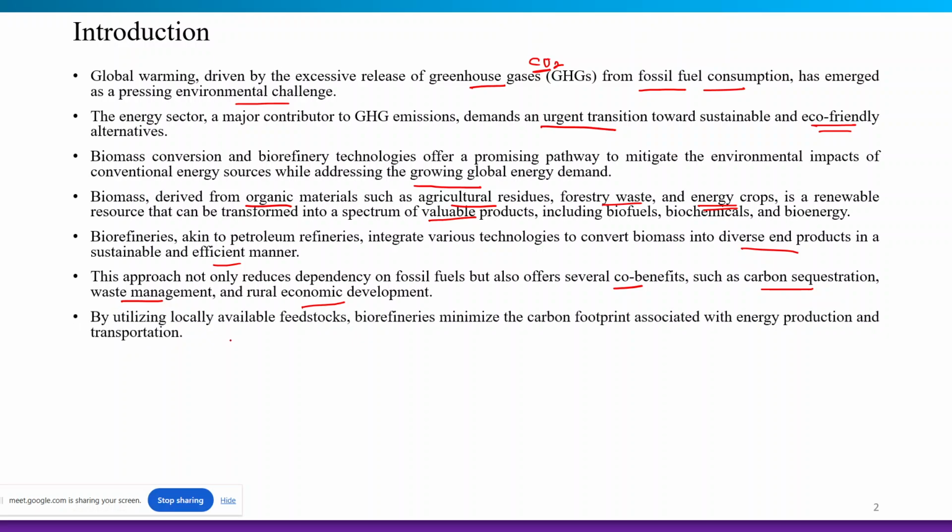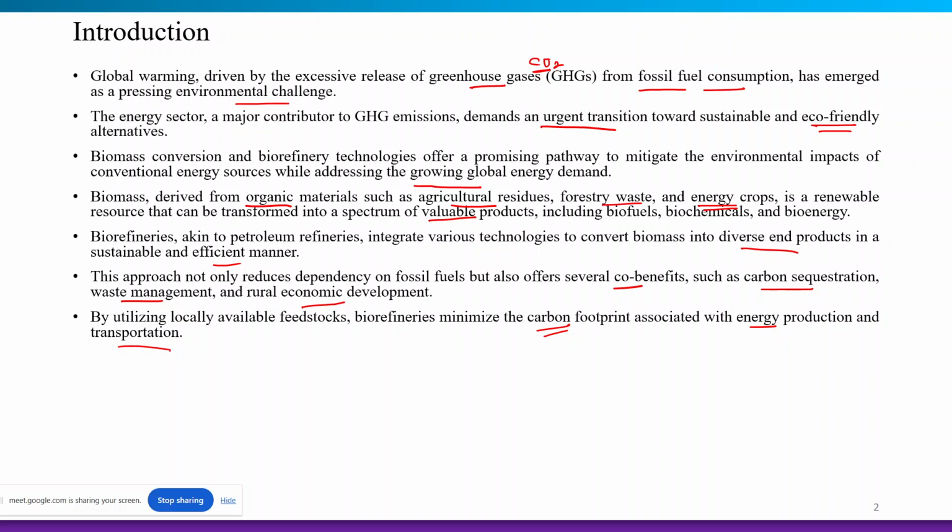By utilizing locally available feedstock, we can run biorefineries and minimize the carbon footprint associated with energy production and transportation. But this still requires a lot of research, because biomass processing before introducing it to the biorefinery takes a lot of energy. So that energy should not come from fossil fuel burning. If it does, then there is less valuable input in the reduction of carbon footprint efforts, right?